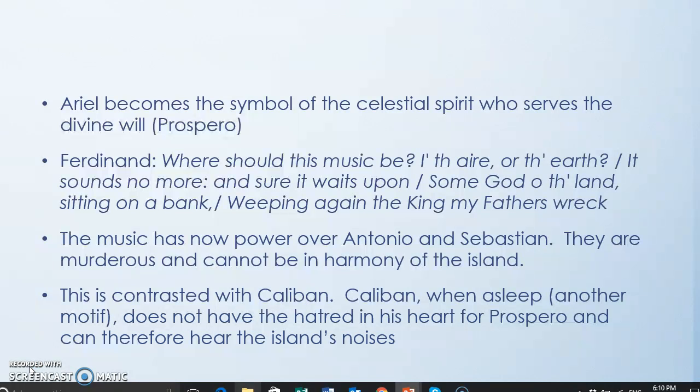So the music, there's a typo there. The music has no power over Antonio and Sebastian. The music sends Alonso and Gonzalo to sleep and their servants. But Antonio and Sebastian don't hear it. They're not struck by it. And so they continue their murderous plotting to kill the king. And it shows that they are not in harmony in the island.